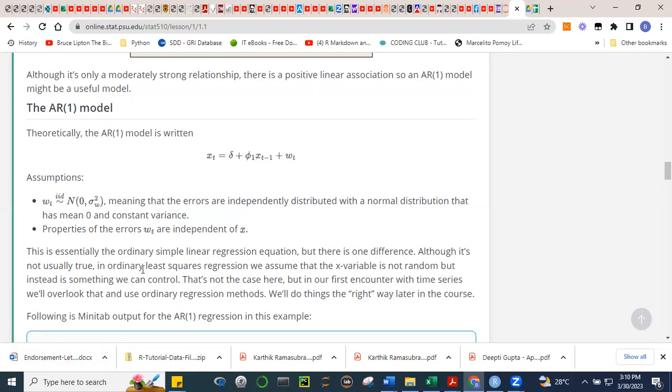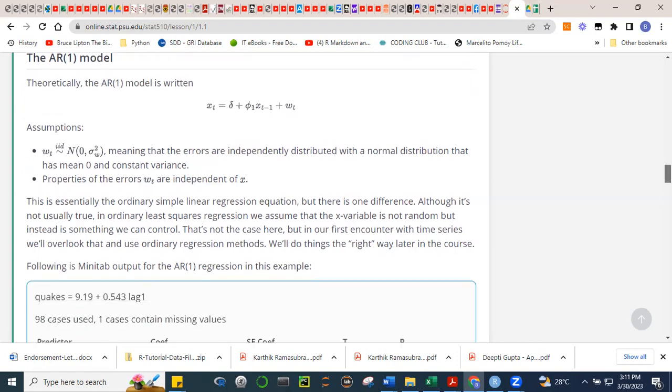So this is essentially the ordinary simple linear regression equation, but there's one difference. Although it's not usually true, in ordinary least squares regression we assume that the x variable is not random, but instead is something we can control. That's not the case here in this problem.